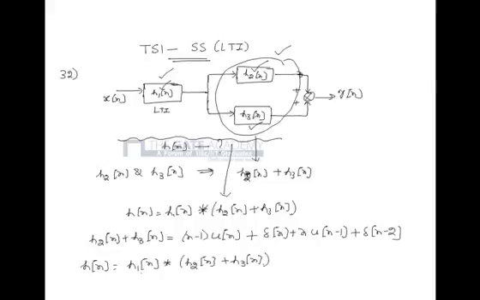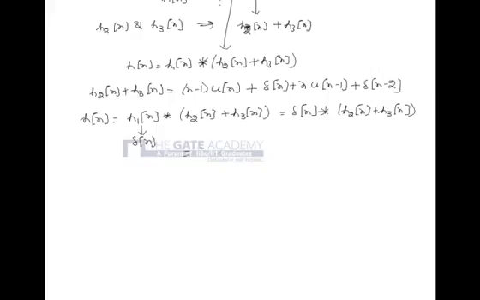But it's given that h1 of n is equal to delta of n. So when delta of n is convolved with h2 of n plus h3 of n, it becomes h2 of n plus h3 of n. So this can be simplified.